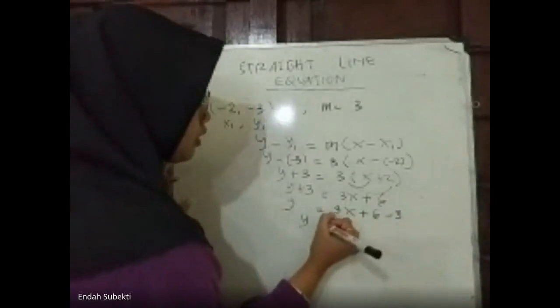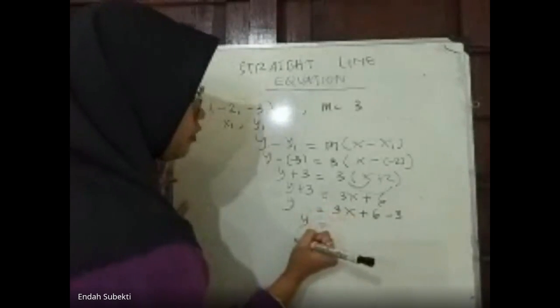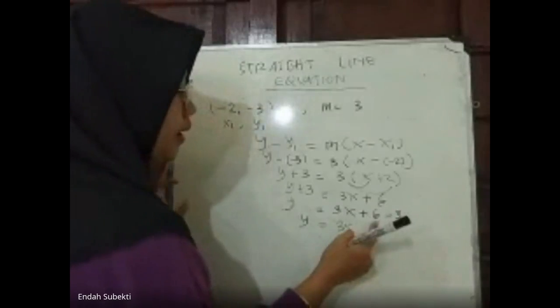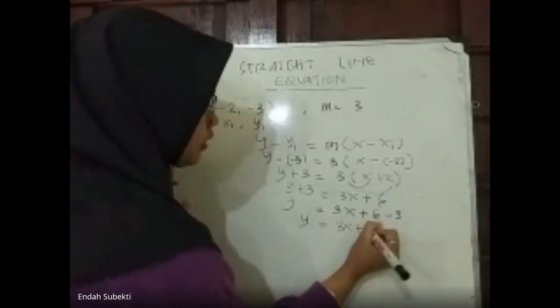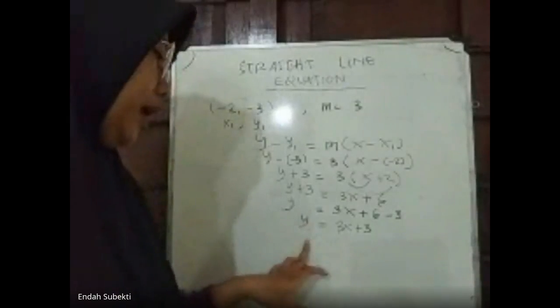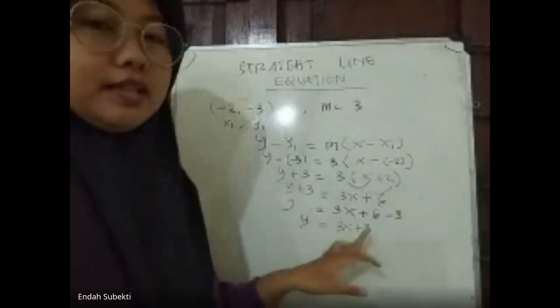We can find that y equal 3x, 6 minus 3 is 3. So this is the straight line equation. Y equal 3x plus 3.